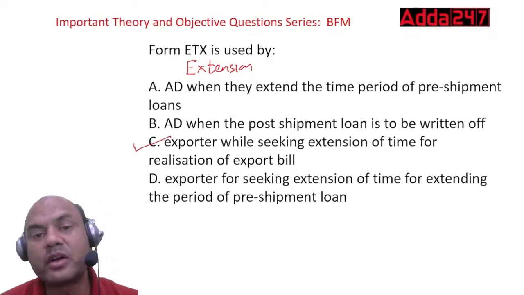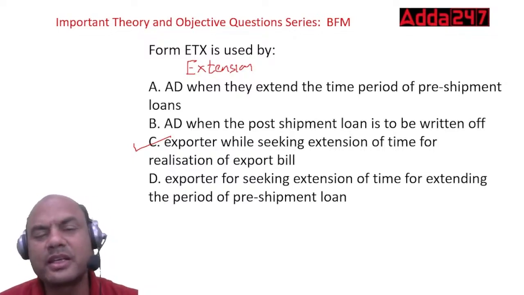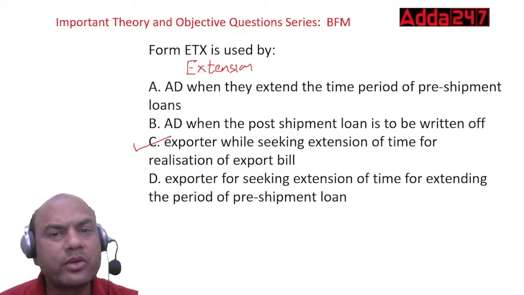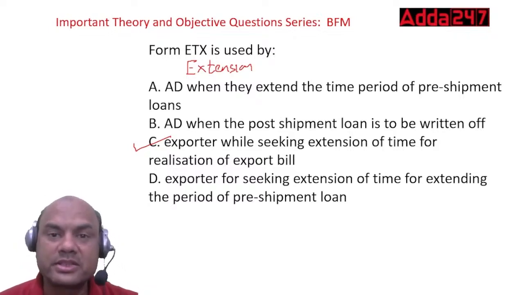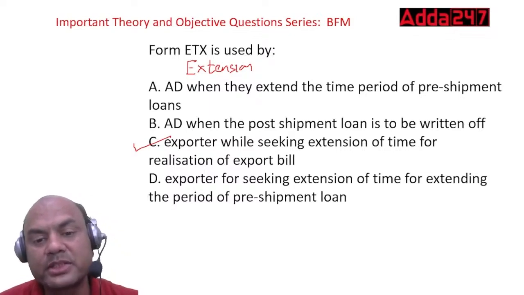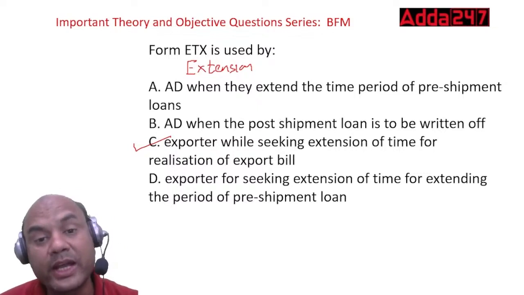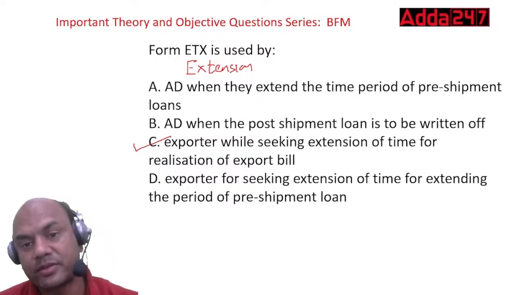Whenever your export bill is not realized within the time, now what is the time period? Earlier it was 12 months. Now, because of COVID, RBI started 15 months. So if your bill is not realized within 15 months, then you'll have to submit the ETX form to RBI through the AD, means through the bank.